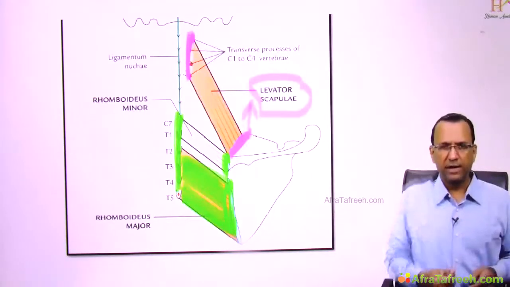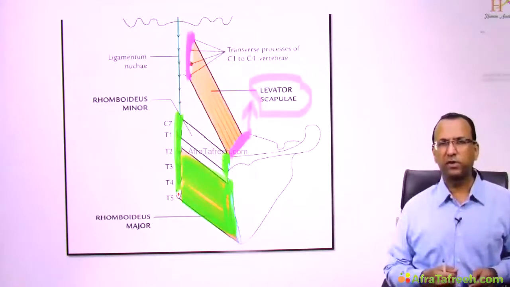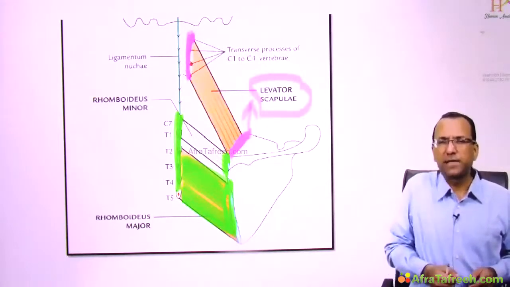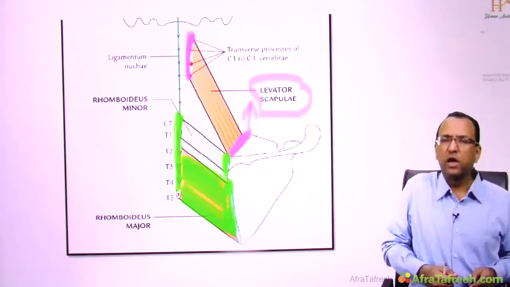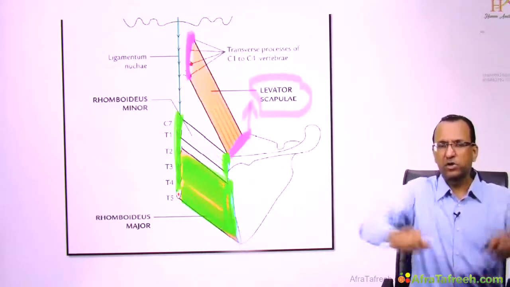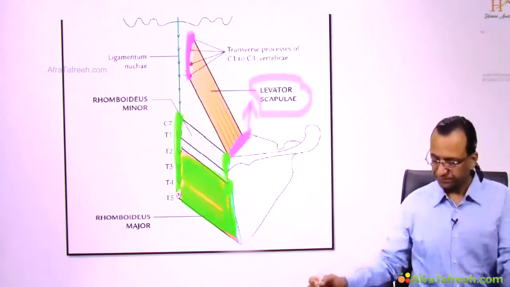Pulling the scapula back to the midline is done by the back muscles, rhomboid major and minor, along with the trapezius muscle. And remember, levator scapulae works with trapezius for shoulder shrugging. If you want to shrug the shoulder, levator scapulae with the trapezius muscle. Trapezius is for elevation and also for retraction.